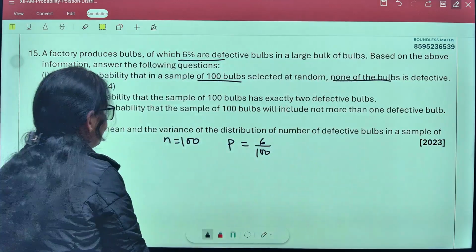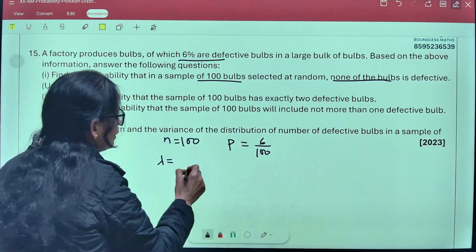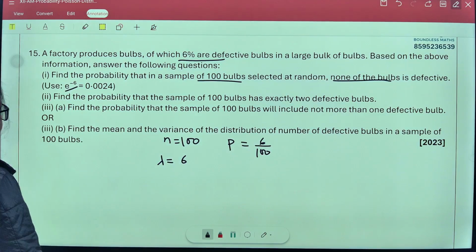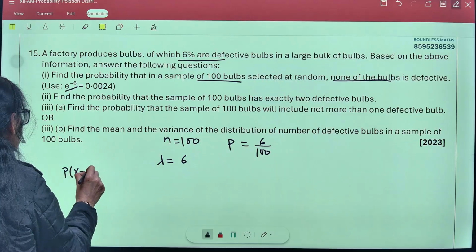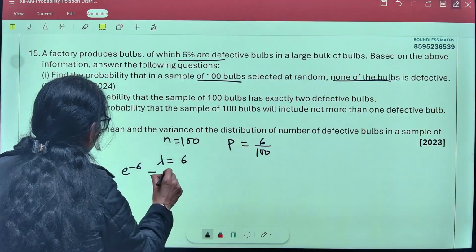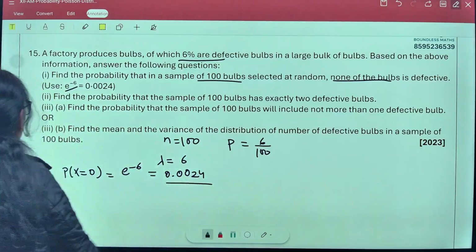We need to find this probability. So first let's find lambda. Lambda is N into P, 100 into 6 by 100, that comes out to be 6. So you are given e raised to power minus 6. The probability for none of the bulbs being defective means probability of x being equal to 0. So it is e raised to power minus 6, and you just straight away write the value. 0.0024 is the answer for the first part.